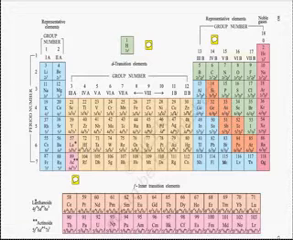Now move on to transition elements, that is d block elements. D block elements will have a general electronic configuration (n-1)d 1 to 10, that is maximum 10 electrons can be there in the d orbital, and, if you remember, ns 0 to 2.